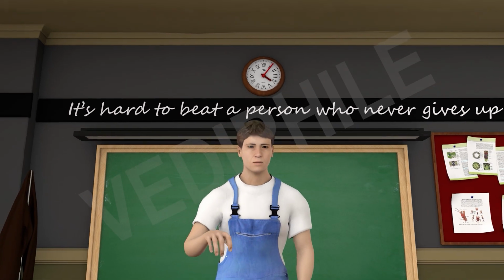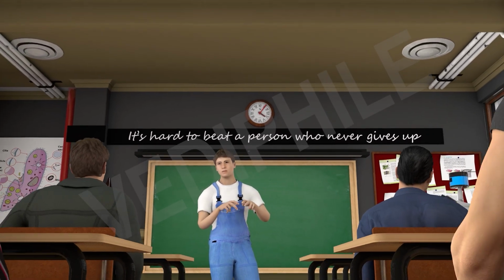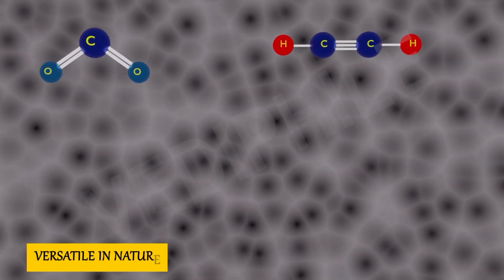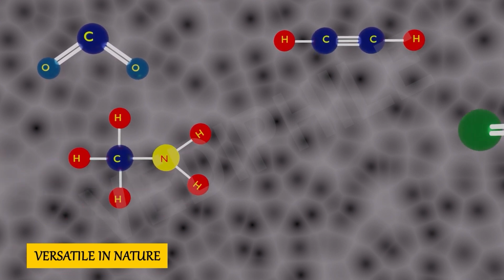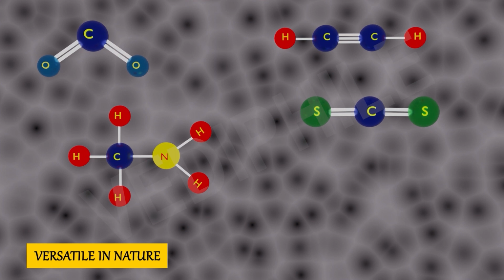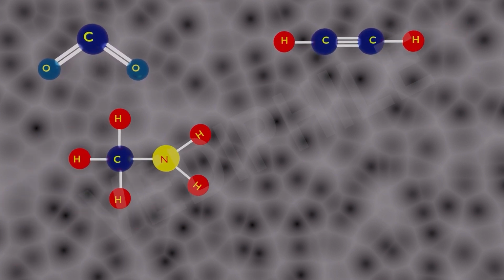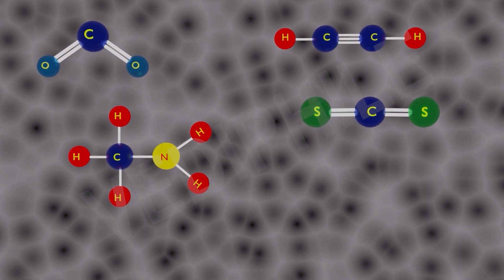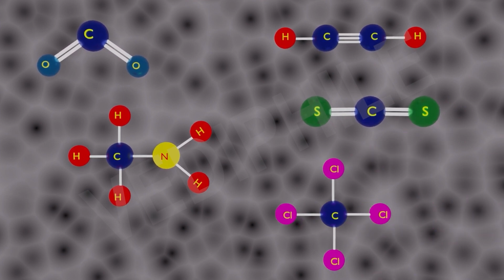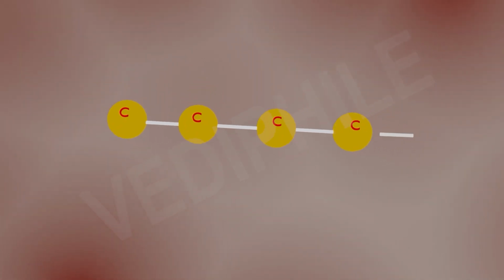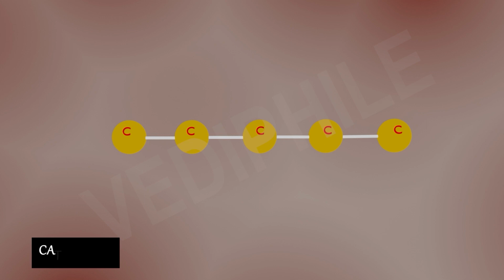Why is it that this property is seen in carbon only, not any other elements? So why is carbon so versatile in nature? Why can carbon make so many compounds? The nature of the covalent bond enables carbon to form a large number of compounds. So two main factors are noticed in the case of carbon. First is the ability to form bonds with other atoms of carbon. It gives rise to large molecules. This property is called catenation.